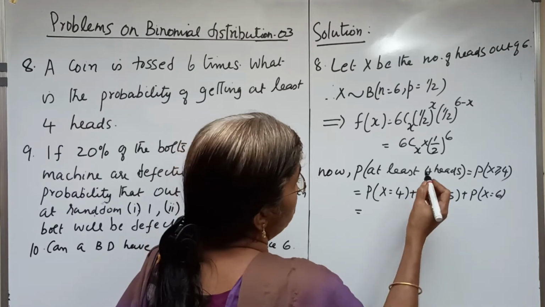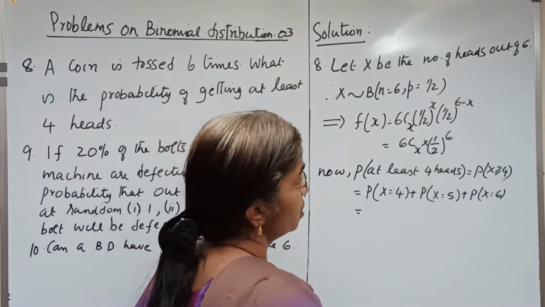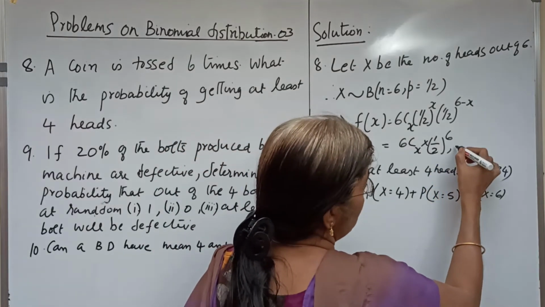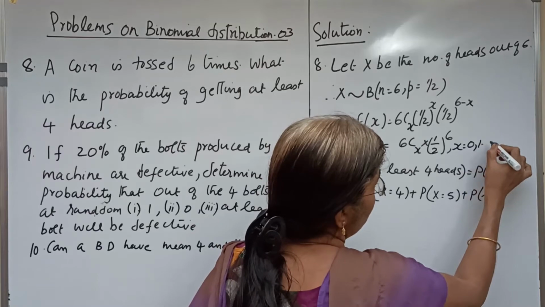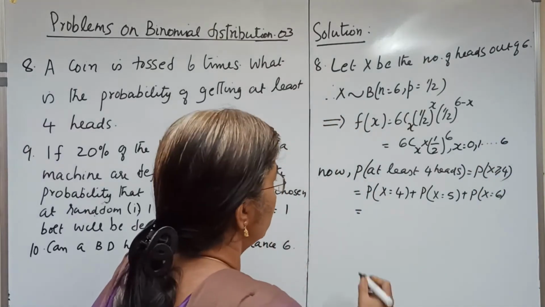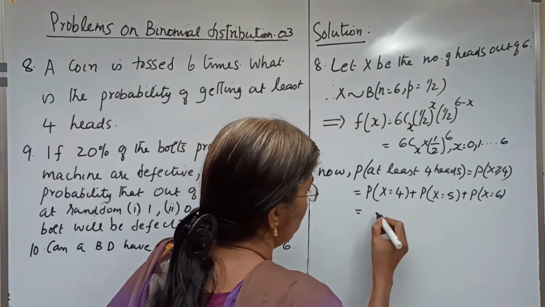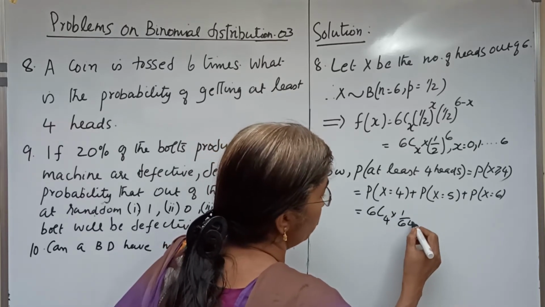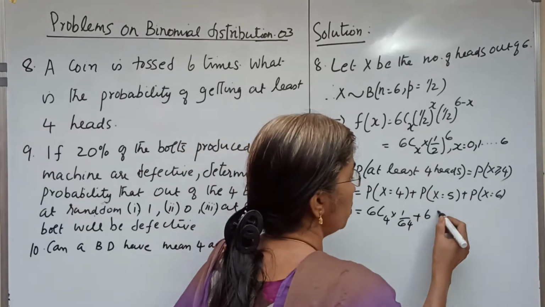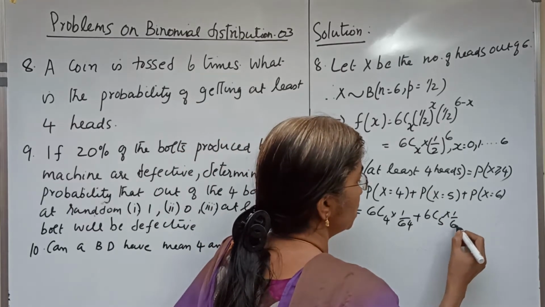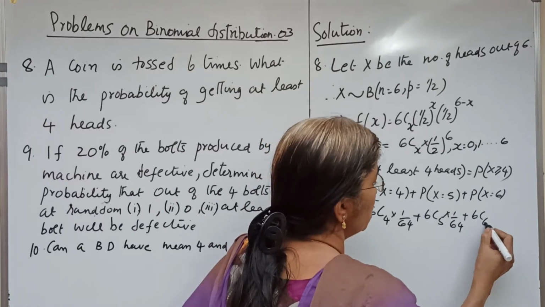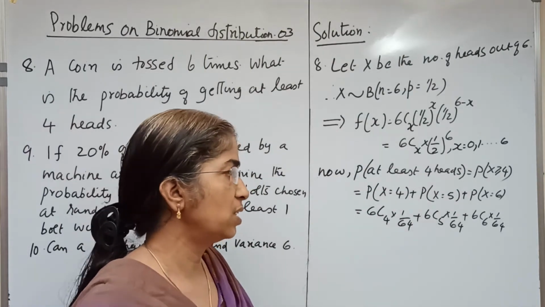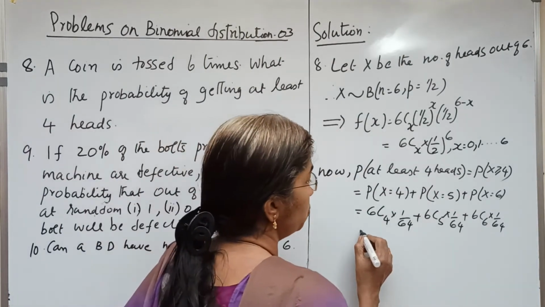That is equal to, this 1 by 2 raised to 6 is 1 by 64, isn't it? And here x takes values 0, 1, etc. up to 6. That is, the probability x equal to 4 is 6C4 into 1 by 64 plus 6C5 into 1 by 64 plus 6C6 into 1 by 64, isn't it? 6C4, 6C5, 6C6. These are to be obtained.